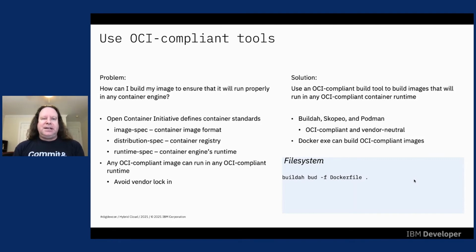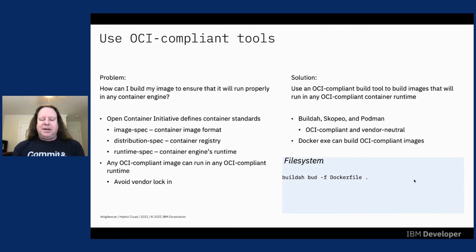So this way you're not locked into a particular container engine. You can use pretty much any one you want. This way you can avoid vendor lock-in, so you're not stuck with one vendor. You can use a container engine from another vendor if you want. The way to do that is to use OCI compliant build tools. And Red Hat has produced a set of those called Buildah, Skopeo, and Podman. What we recommend is that to run your Dockerfile and build your image, you use Buildah to do that because it builds OCI compliant images.